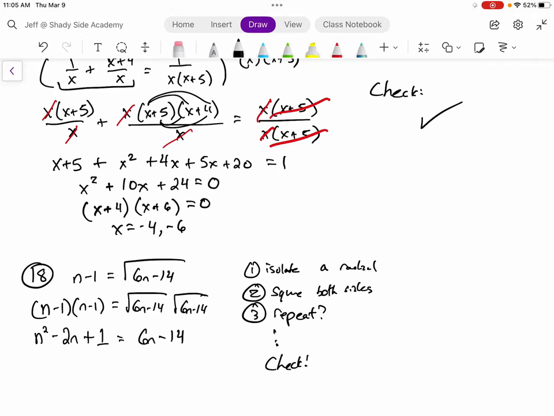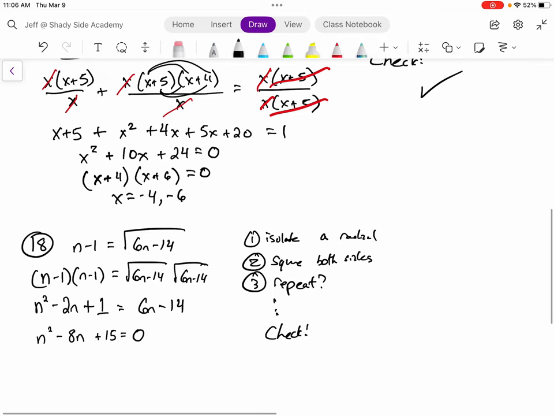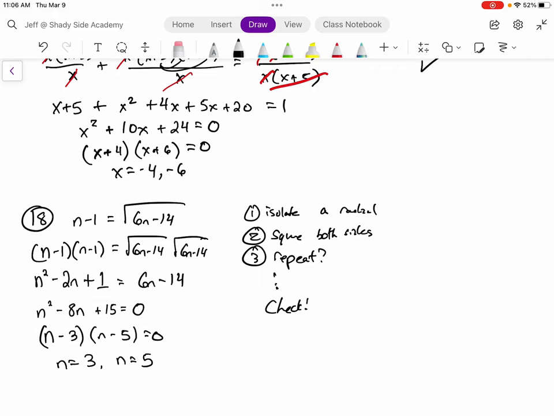Okay, so again, we FOILed the left. We're going to subtract 6n. We're going to get n squared minus 8n. We're going to add 14, and we're going to get plus 15 equals 0. So I'm looking for numbers that add to be negative 8 and multiply to be 15. Take some time and do that yourself. Of course, that's negative 3 and negative 5. So I'm going to get n is 3, or n is 5, when I set both of those equal to 0. And now we are checking over here.